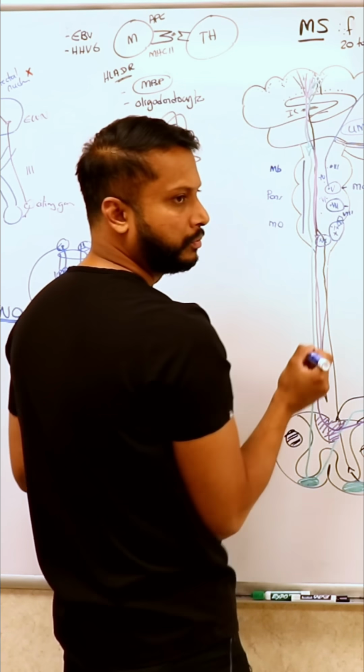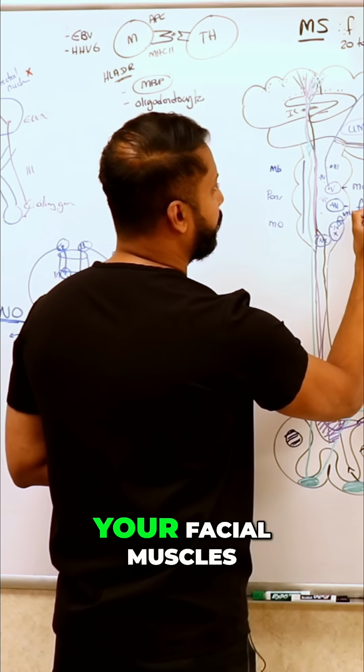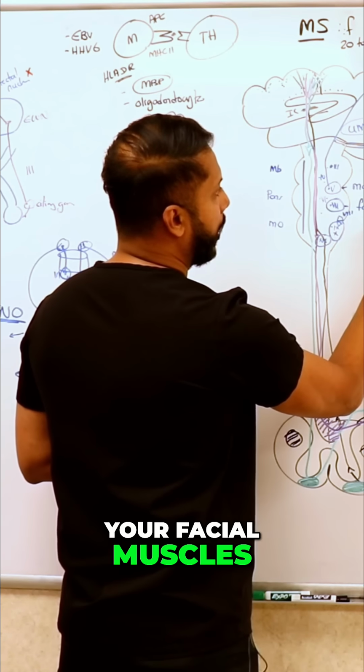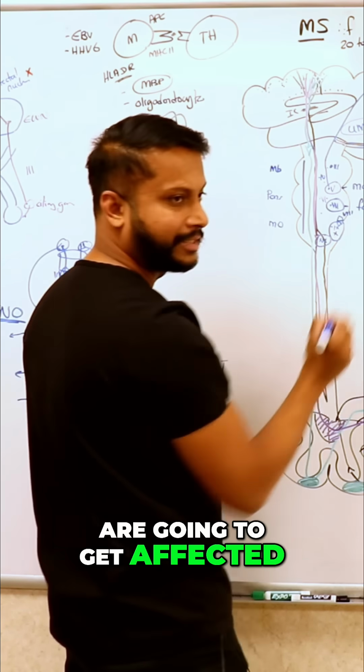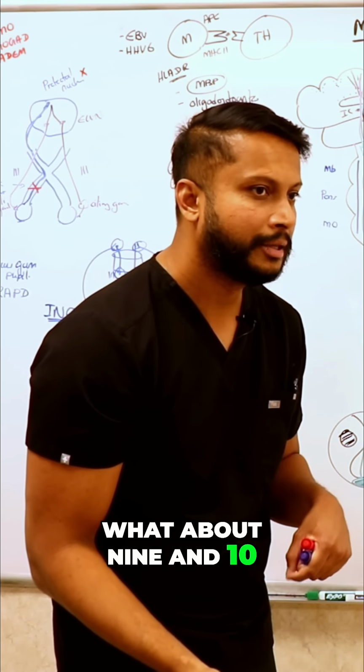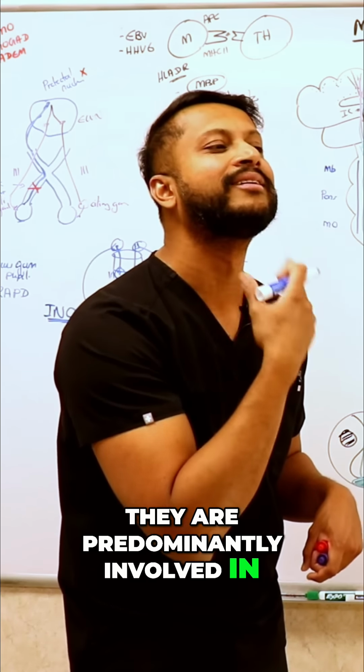What does 7 do? Facial. Your facial muscles are going to get affected. What about 9 and 10? They are predominantly involved in swallowing.